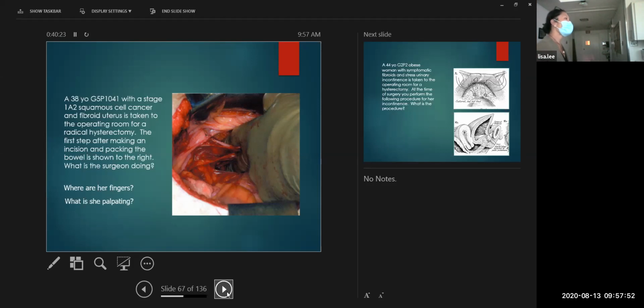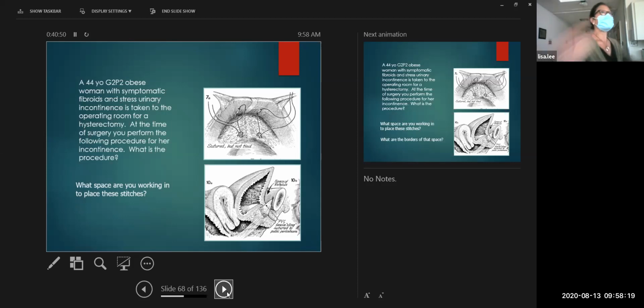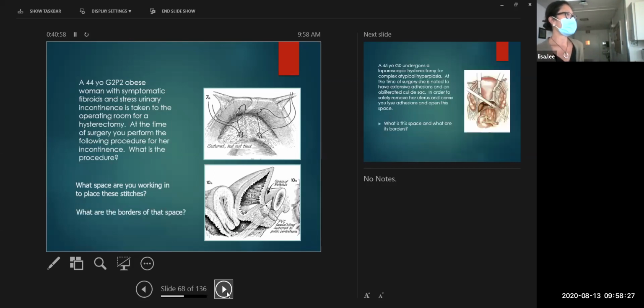Okay. Got a 44-year-old G2P2 obese woman with symptomatic fibroids and stress urinary incontinence going to the operating room for hysterectomy. At the time of surgery, you perform the following procedure for her incontinence. What is the procedure? What space are you working in to place the stitches? You guys have probably never seen this one, but historically, it's a procedure that you may read about. What are the borders of that space?